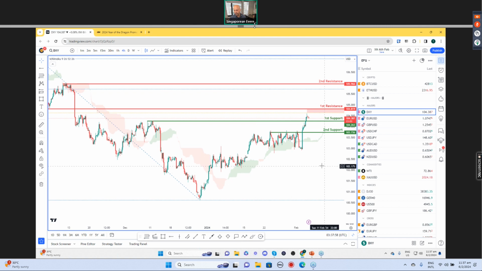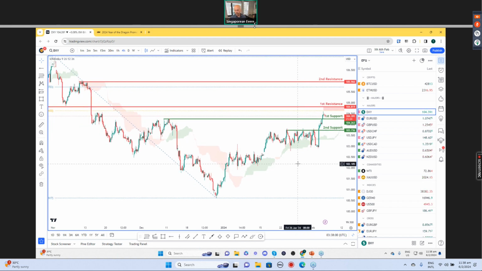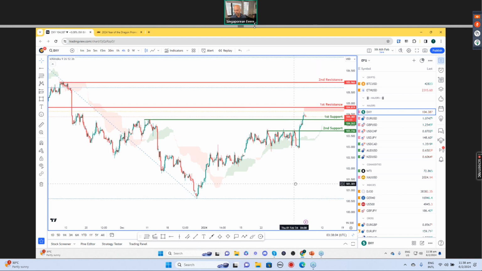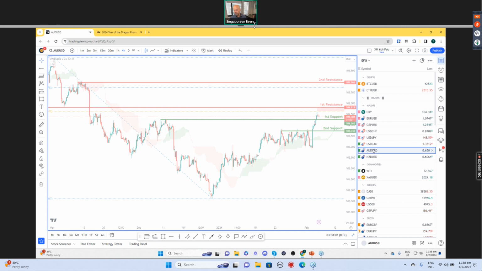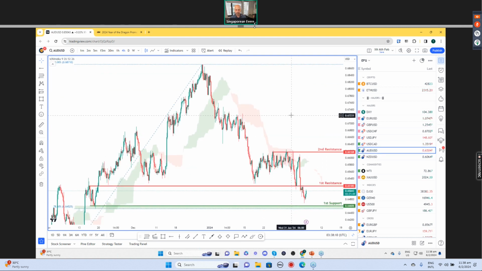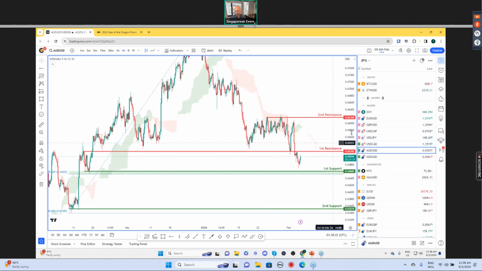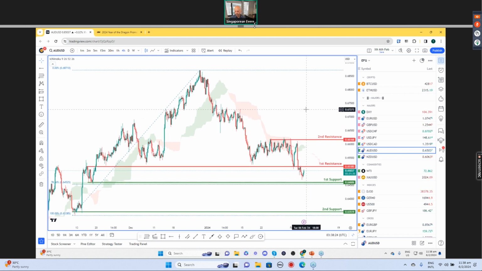All right, so these are the main resistance levels and support levels for the dollar index on the 4-hour time frame. Let's look at the Aussie today, because I think we had the RBA release its monetary policy statement today. I believe it was released just about 10 minutes ago. So let's see where some of the major resistance and significant support levels are.